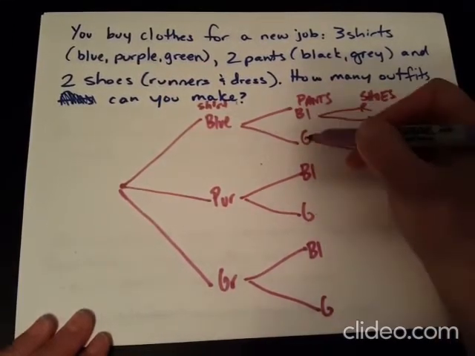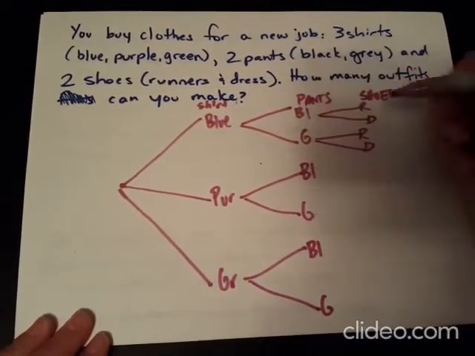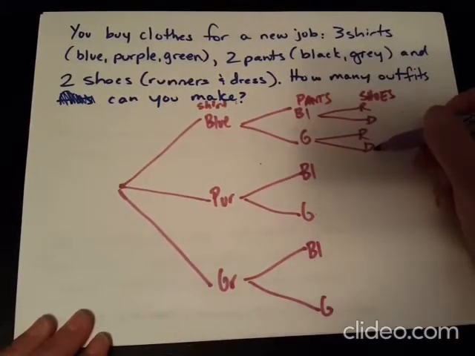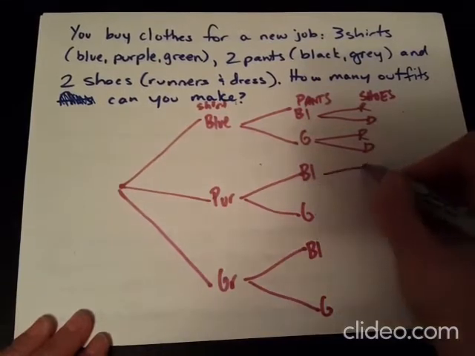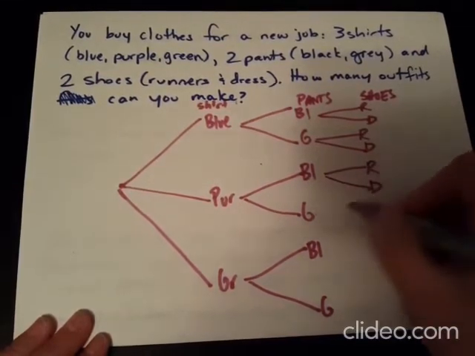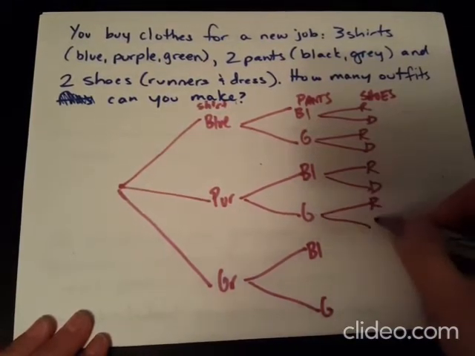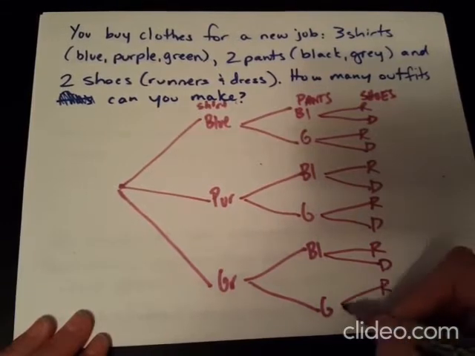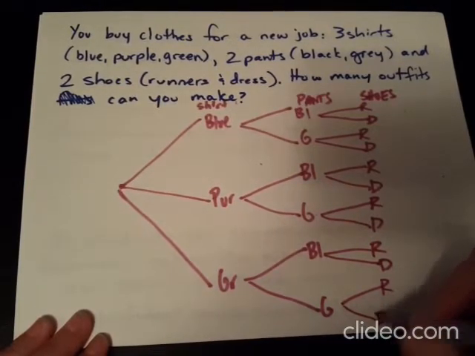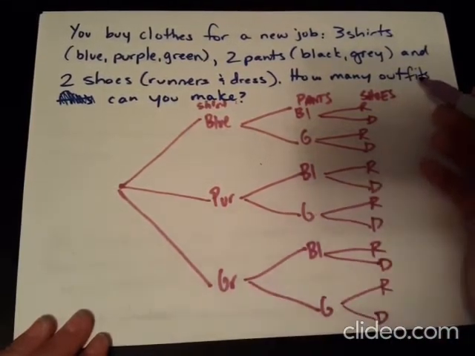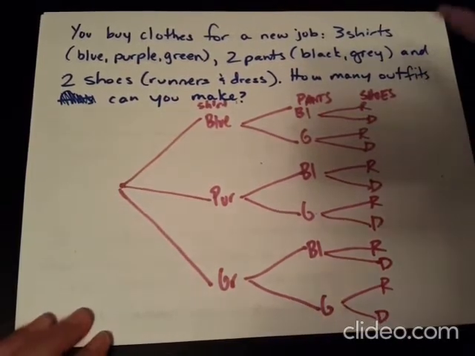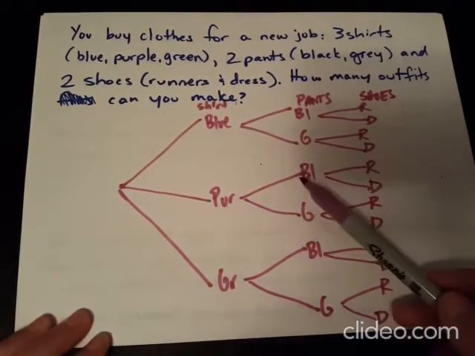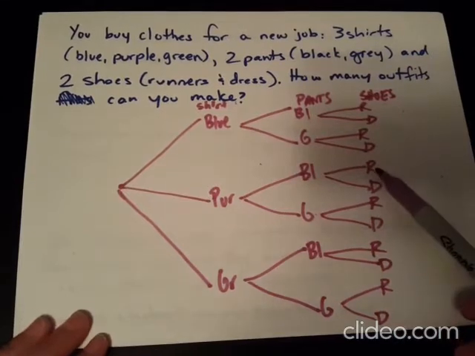with my blue shirt, gray pants, and dress shoes. I'm just going to kind of complete this sample space so that we can look to see how many different possible outcomes there are. Or in this case, how many different possible outfits. And each one is unique. Notice that the purple with the black pants and the running shoes only occurs once.